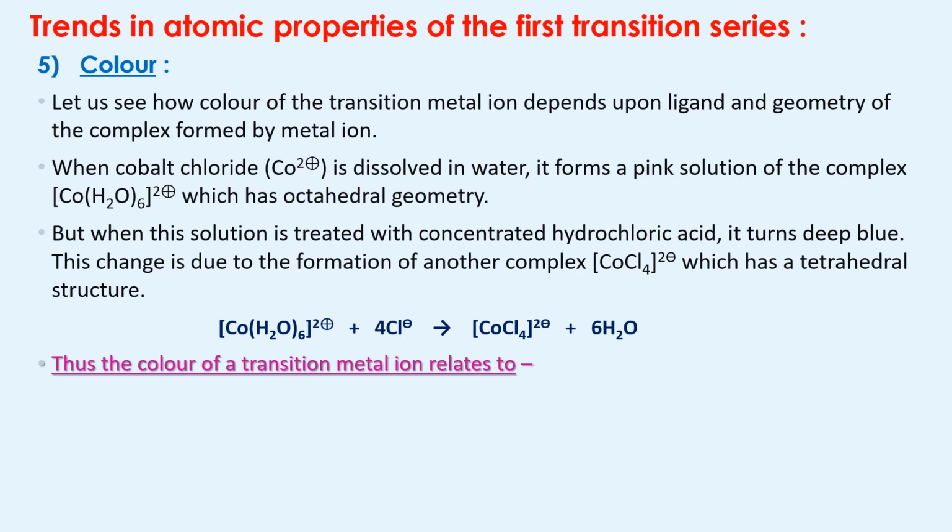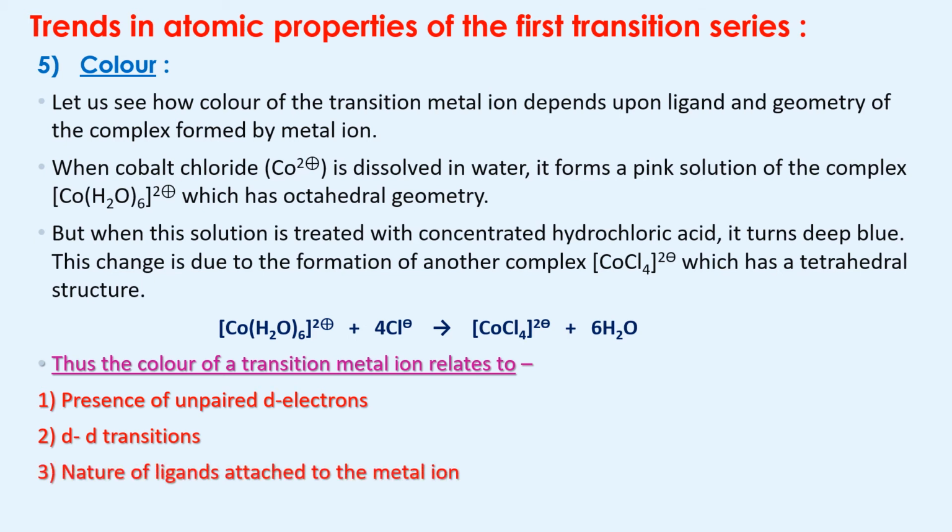Now the color of transition metal ions is related to the following factors. The first factor is the presence of unpaired d electrons. The second is the d-d transition. The third is the nature of the ligand attached to the metal ion. And the fourth is the geometry of the complex formed by the metal ion.